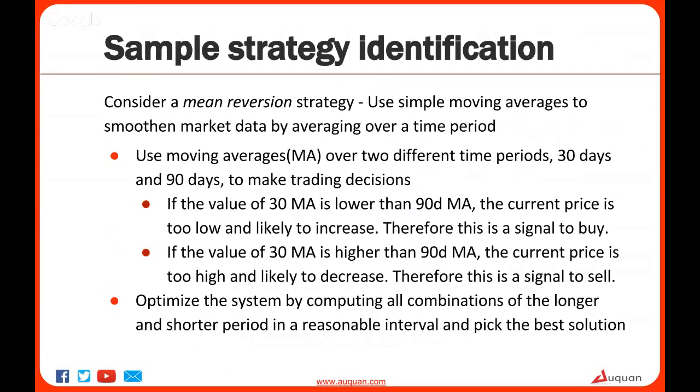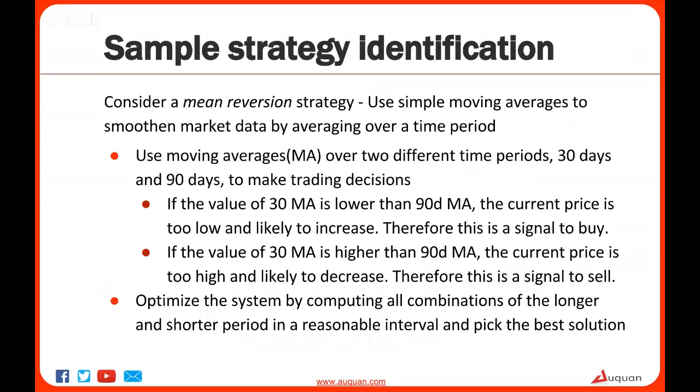Similarly, if the value of the 30-day moving average is higher than the 90-day moving average, you can say that the current price is too high and it is likely to decrease so that the 30-day moving average reverts back to the 90-day moving average. Therefore, right now, it's a signal to sell.